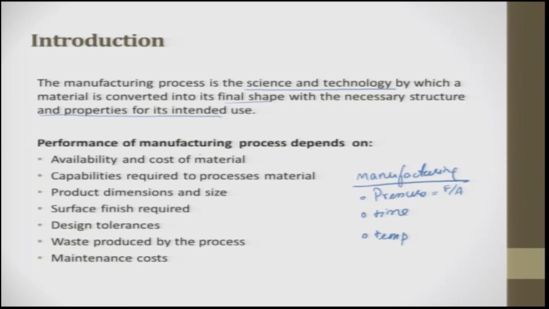The performance of the manufacturing process depends on, first, the availability of material, which is directly proportional to the cost, then the capability required to process the material, then the product dimensions and size, and surface finish. Surface finish is very, very important, because if you are trying to mate two parts, the surface finish is going to be the contact surface. We would like to have as good a surface finish as possible. Today we talk about nanometer surface finish.